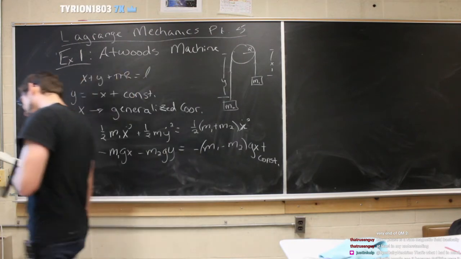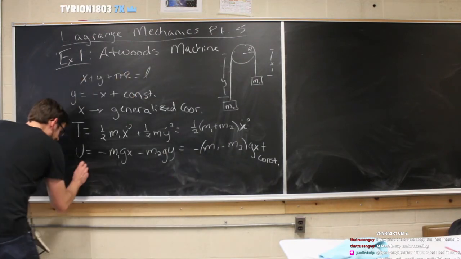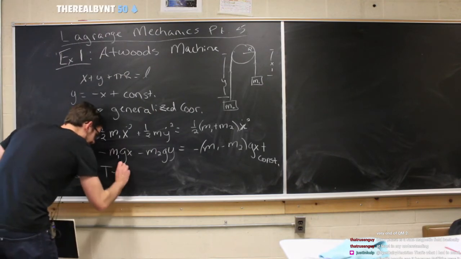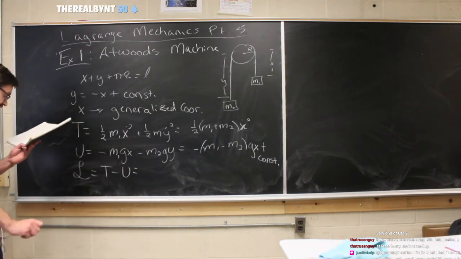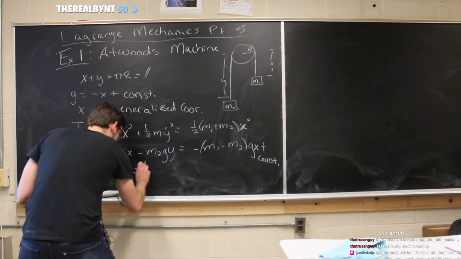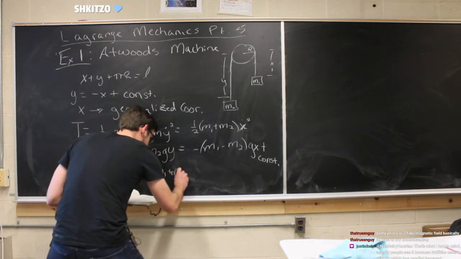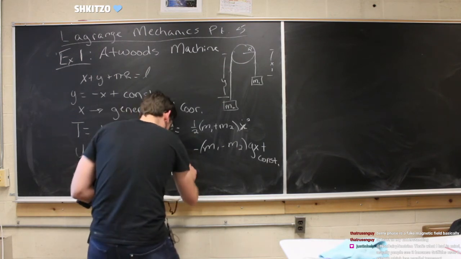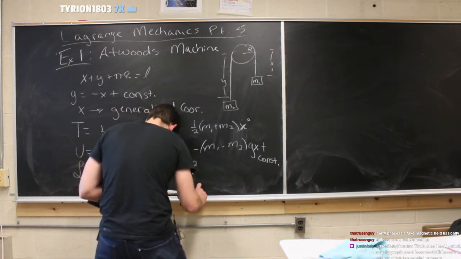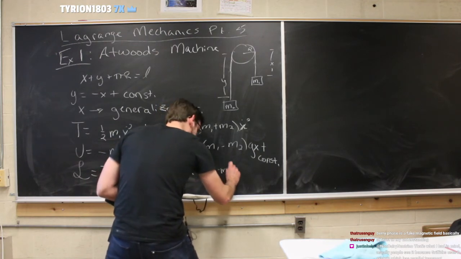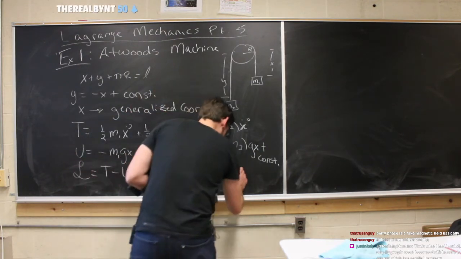Okay? Now this is the part where we write the whole Lagrangian. And the whole Lagrangian is written as T minus U. So we can write everything out: 1/2 times (mass 1 plus mass 2) times x dot squared plus (m1 minus m2) times g x.